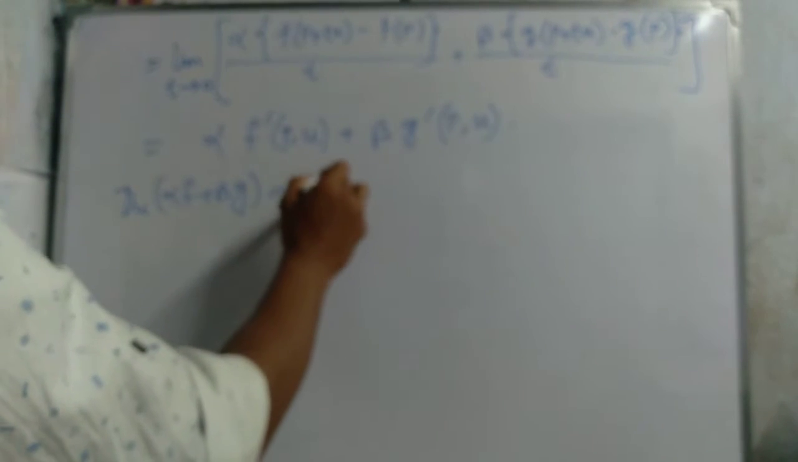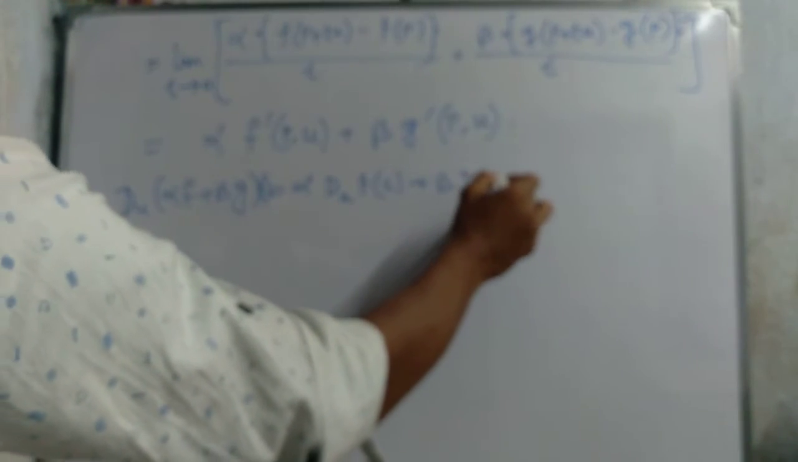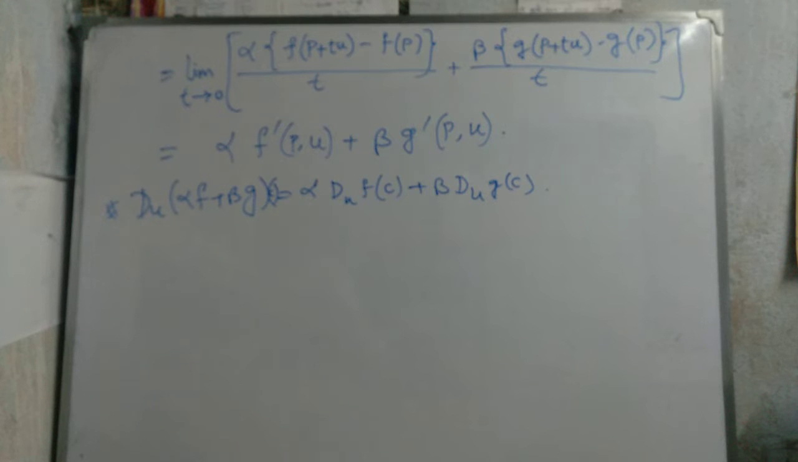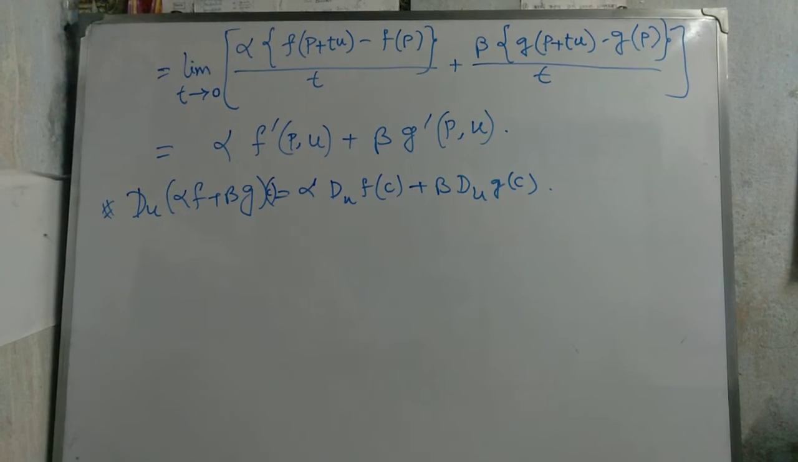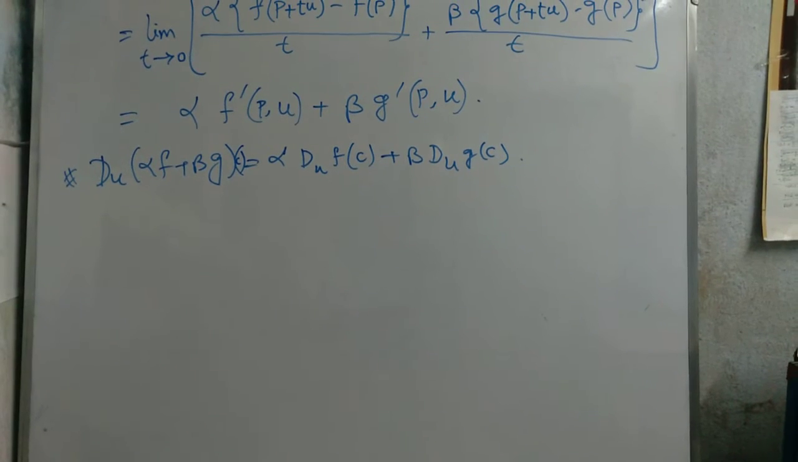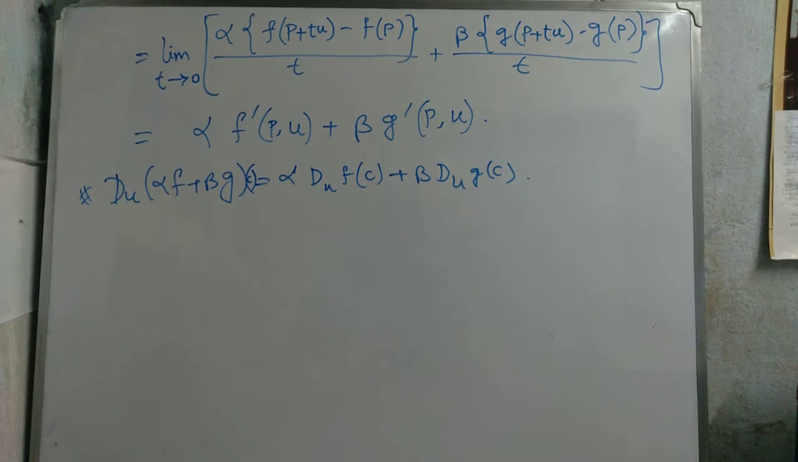Then we also see that D_u(alpha f plus beta g) equals alpha D_u f(c) plus beta D_u g(c). Okay, then next we go to another proposition.